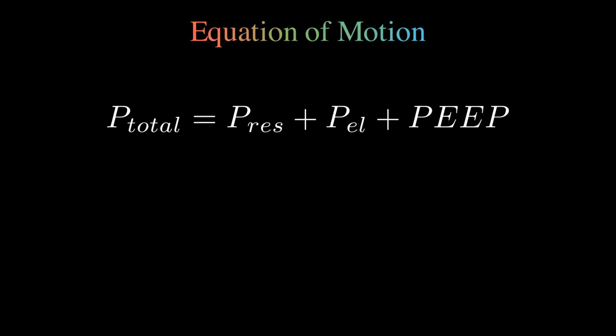Let us remind ourselves of the equation of motion. It describes the peak pressure, which is the maximum pressure recorded during inspiration. It states that the total inspiratory pressure is divided into three components.